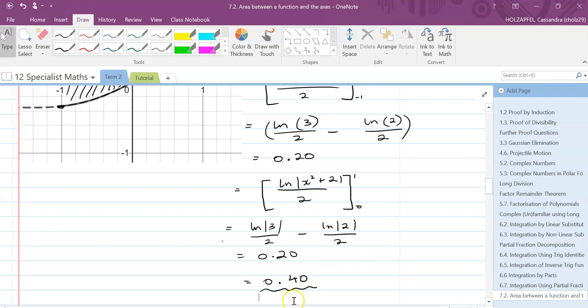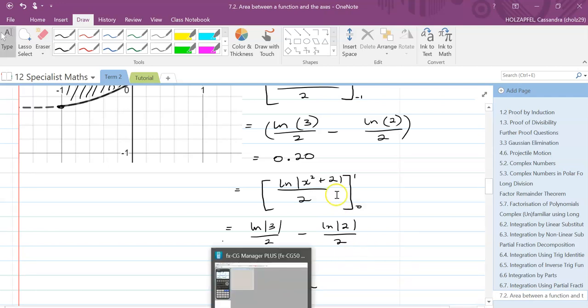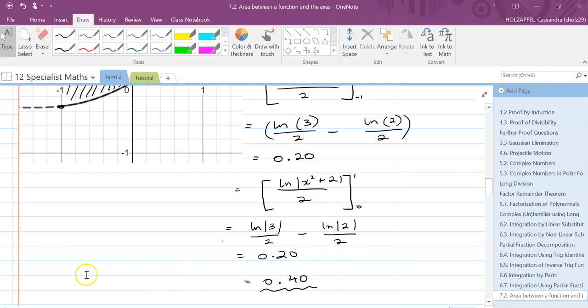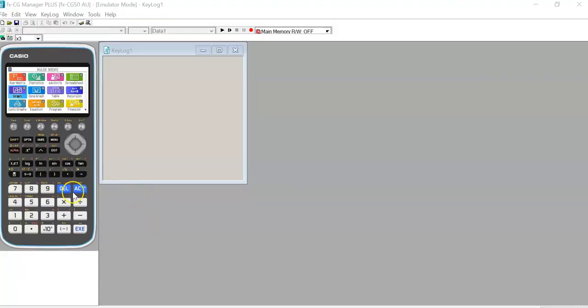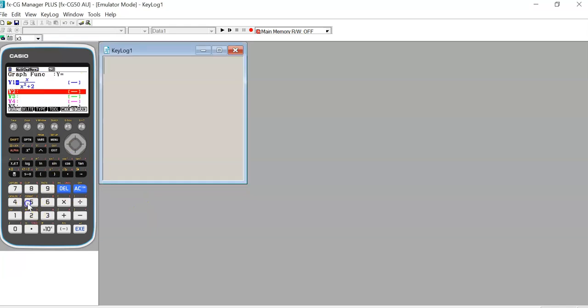So jumping over to the graphics calculator now, let's go ahead and pop that in, and I'll show you what the graph of that looks like using the graphics calculator. So just like in the last video, we're going to jump back into graph. I've popped my function in there, x over x² + 2. We're going to draw that.